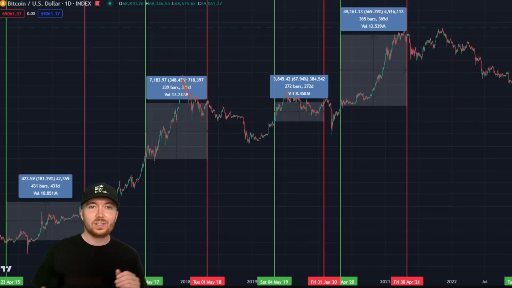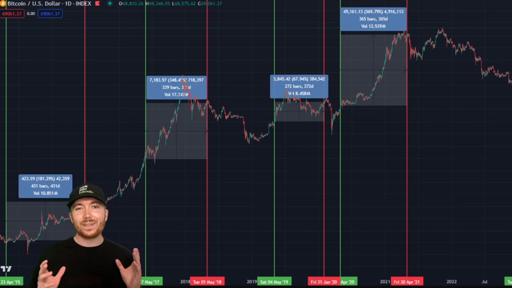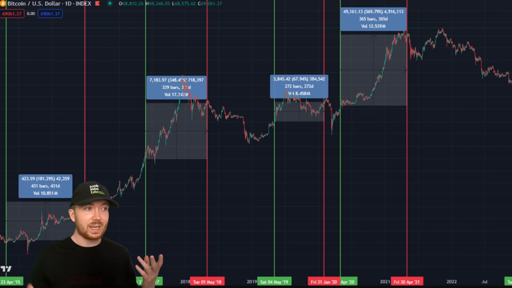Then if I go back to the chart here, we can see this first green signal, the first buy signal we got from this strategy, the 23rd of April 2015, when the Bitcoin price was, like I said, $236. The first entry signal was 181% profit. The second one, 348% profit.